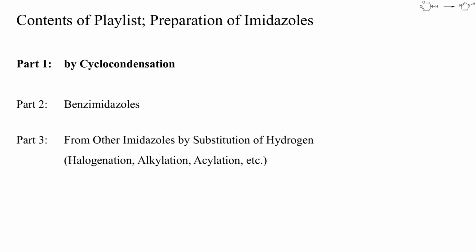I've organized the most relevant strategies into 3 parts. In this first video we'll have a look at the properties and uses of imidazoles and at their preparation by cyclocondensation. This strategy gives easy access to a broad variety of substituted imidazoles. The video is a bit long, but you're of course welcome to skip to the section which interests you most. In part 2 I'll show you examples of the preparation of benzimidazoles, and part 3 is about chemical transformations of imidazoles by substitution of hydrogen, for instance halogenations, nitrations, alkylations or arylations, both at carbon and at nitrogen.